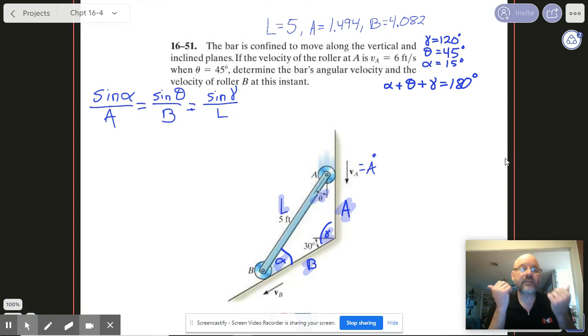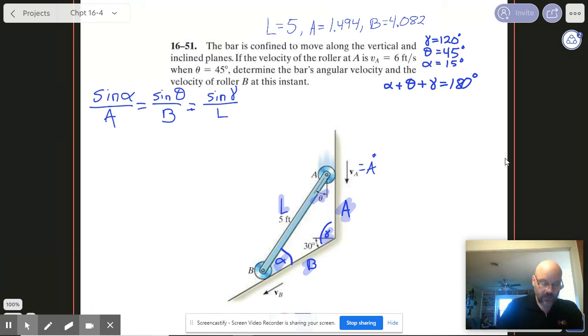So in the law of sines, we have sine alpha over A, sine theta over B, sine gamma over L. And there's no straightforward relationship that combines all of our different elements, which means we're probably going to have to take a couple of steps to pull this off. Okay. So let's go fishing for theta dot first, and just see where that leads us.